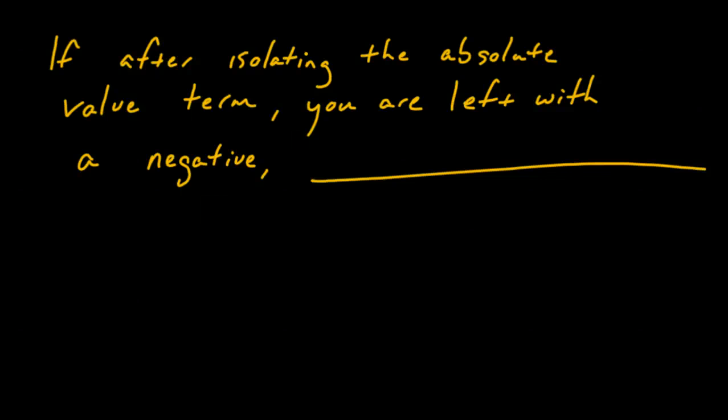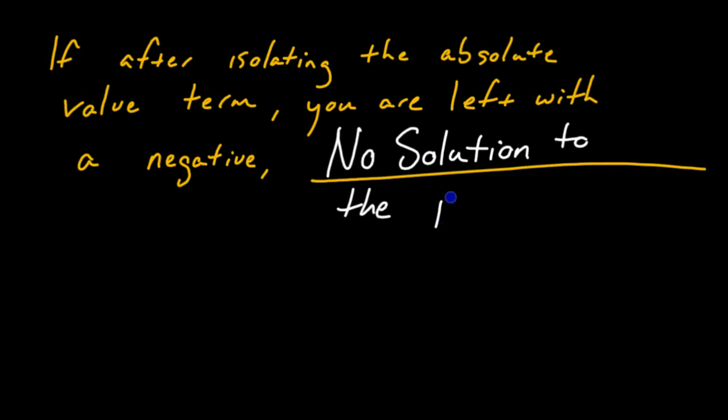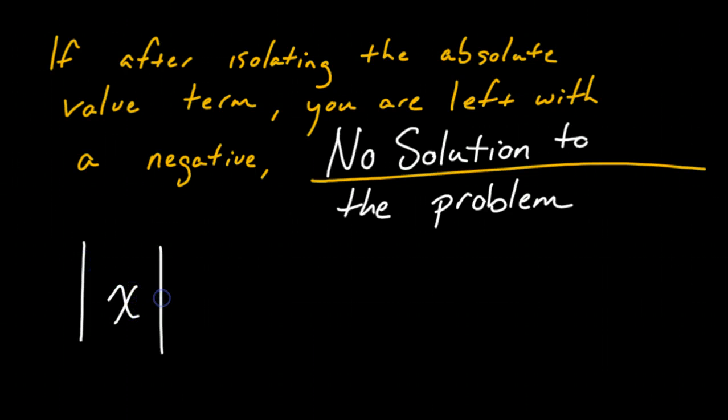And it has to do with that negative term. If after isolating the absolute value term, you're left with a negative, you have no solution. An absolute value can never equal a negative number. If I have the absolute value of x, it can never be a negative, because the whole idea of an absolute value is that you're going to get a positive distance.